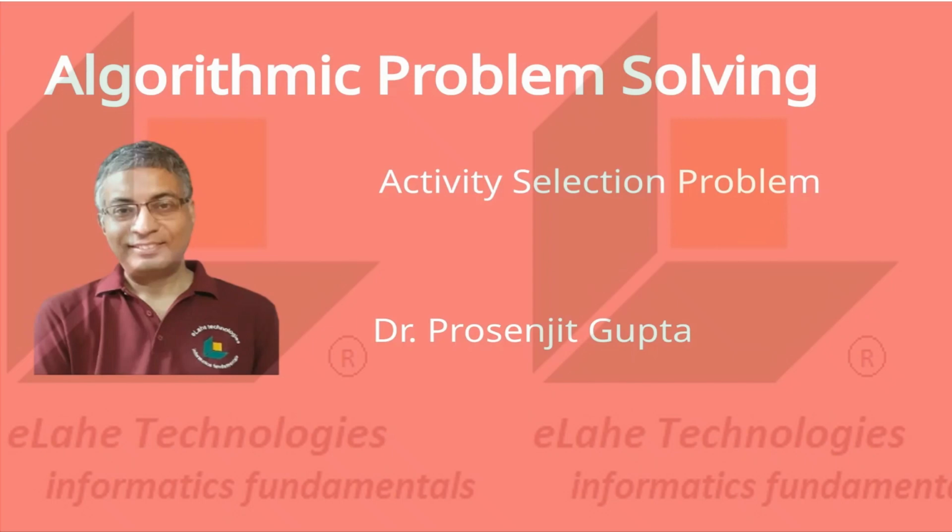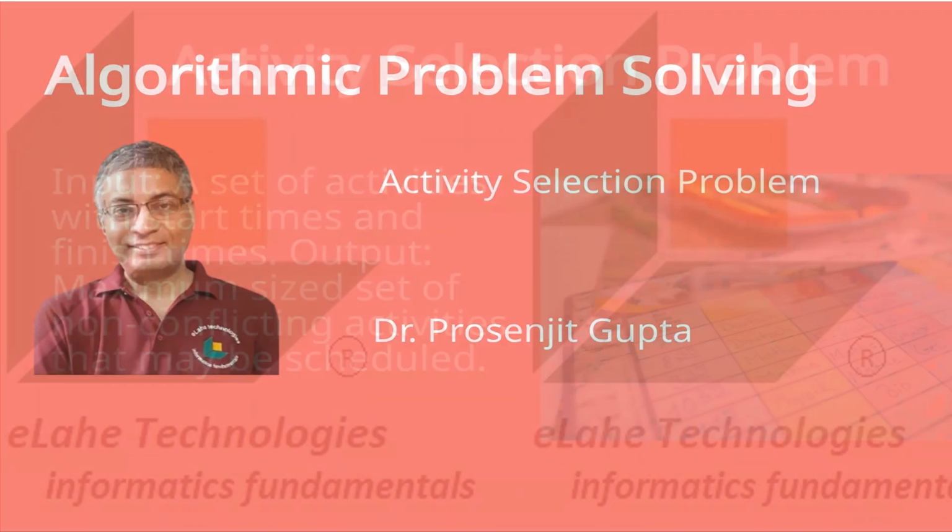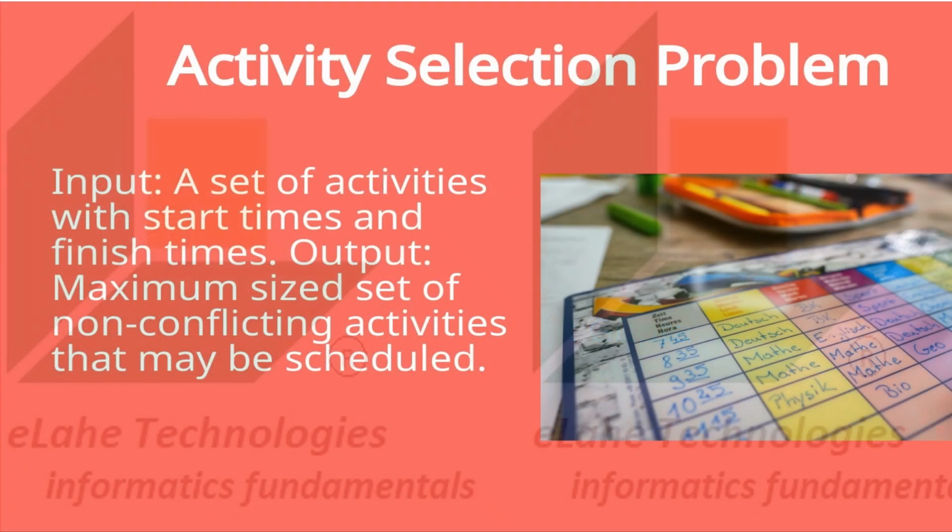In this session, we look at the activity selection problem. Activity selection problem. The input to the problem is a set of activities with start times and finish times. The output is a maximum-sized set of non-conflicting activities that may be scheduled.